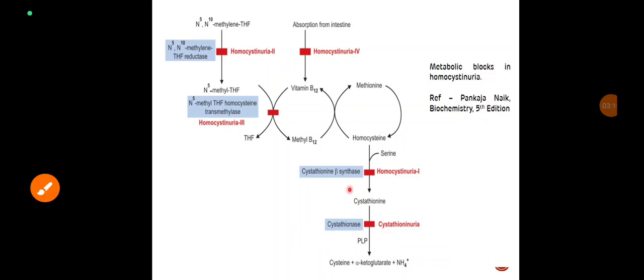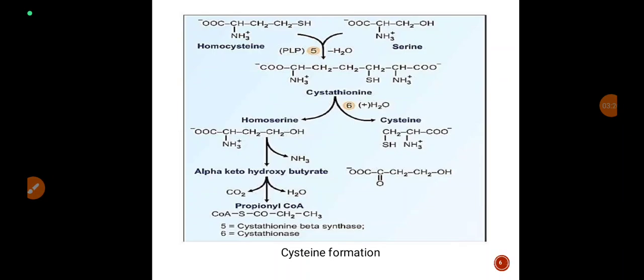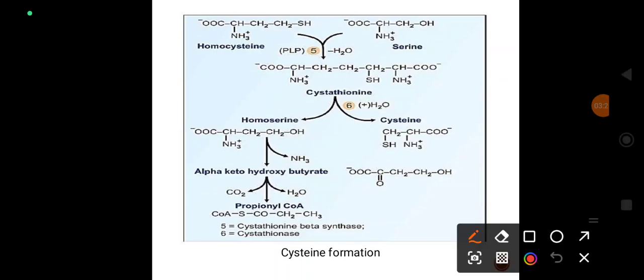So the sulfur containing amino acids are methionine and cysteine. Also we generate homocysteine. This homocysteine condenses with the serine in the presence of pyridoxal phosphate by removing a molecule of water, and gives you cystathionine by the enzyme cystathionine beta synthase.